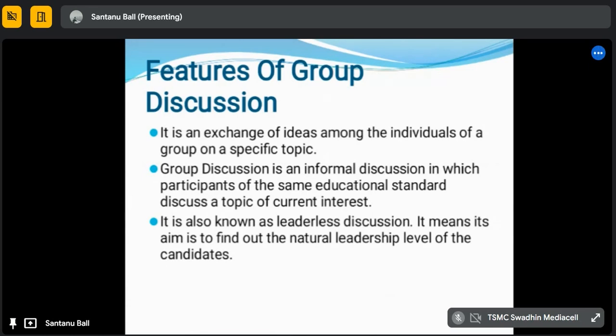Now, it means its aim is to find out the natural leadership level of the candidate. Obviously, we all want leadership skills in any candidate. So, in this way, through the group discussion, we can find out the natural leadership level of the candidate.